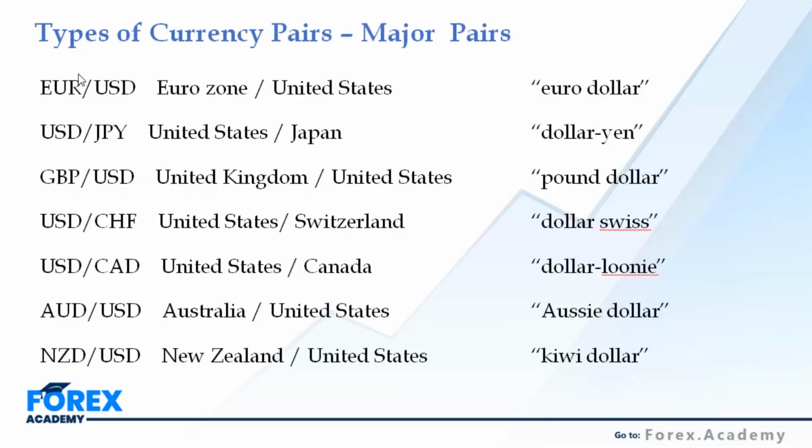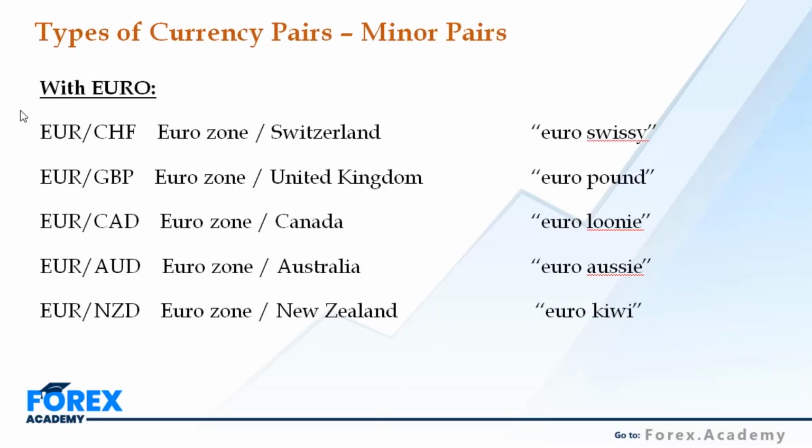So there are some major types of currency pairs. If we speak about the major currency pairs, guys: Euro US dollar, USD JPY, GBP USD, USD CHF, USD Canadian dollar, Australian dollar and US dollar, and New Zealand dollar and US dollar. Then we speak about the minor currency pairs. These can be Euro CHF, Euro GBP, Euro Canadian dollar, Euro Australian dollar, and Euro New Zealand dollar. These are the euro crosses, guys.